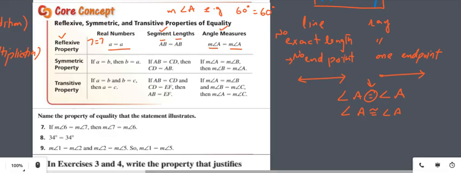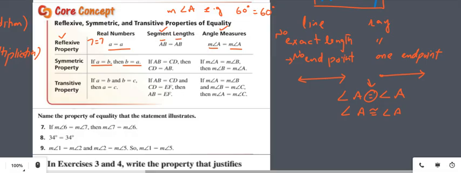What does it mean? That means, in terms of real numbers, if a number A is equal to number B, then number B is equal to number A. Real number B is equal to real number A.